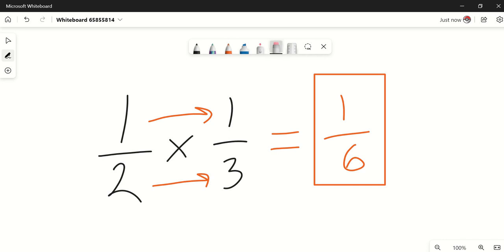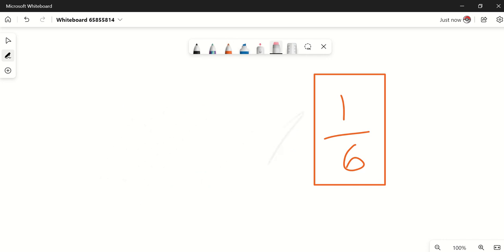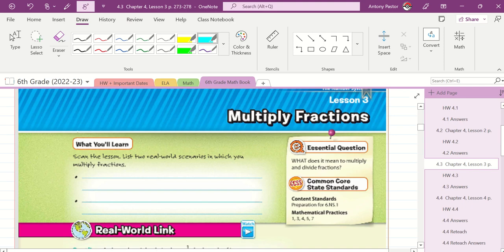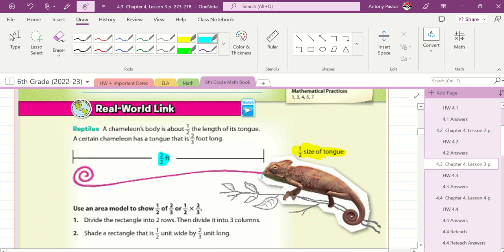So there's not going to be a whole lot being taught today, not a lot of new concepts, but we're going to go ahead and go with the lesson anyway, because this will be a refresher for some of us.